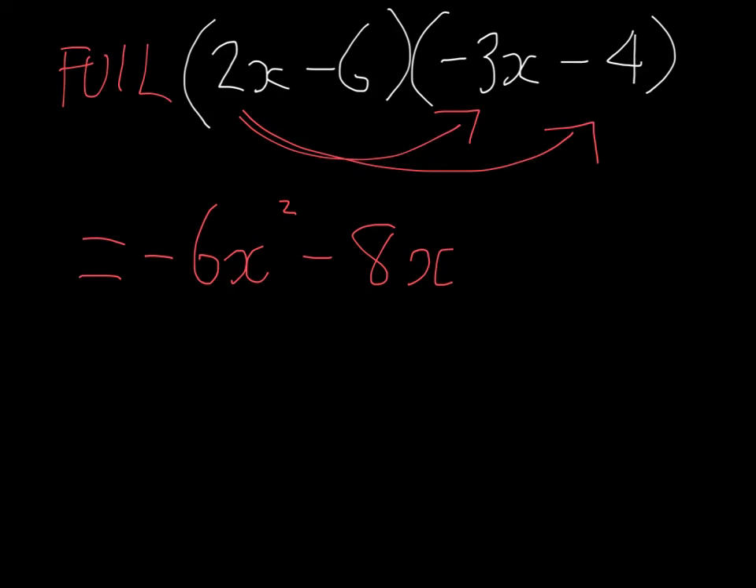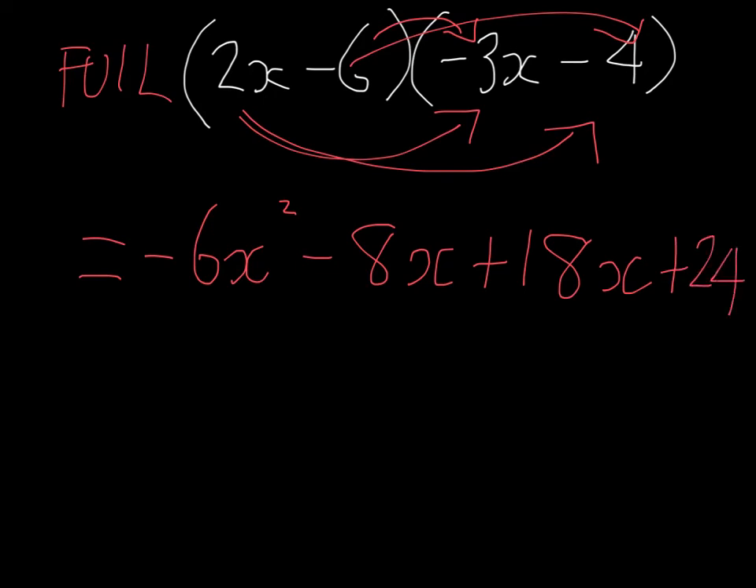Then we move into the inside terms. So negative 6 times negative 3x. So negative times a negative in this case is a positive. So negative 6 times negative 3 is positive 18. Is going to give us positive 18x. And same thing with the last terms. Negative 6 times negative 4 is positive 24.